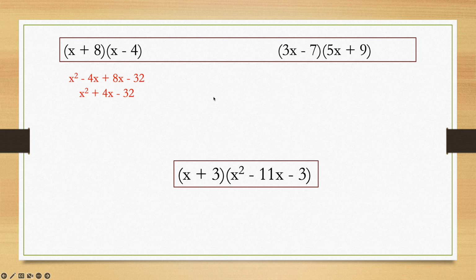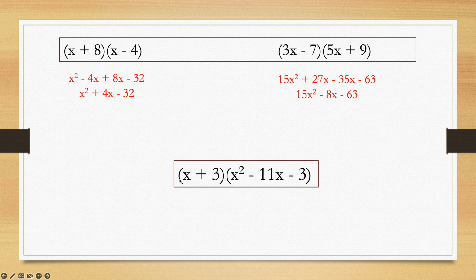On the right side, 3x times 5x is 15x squared, 3x times 9 is 27x positive. Negative 7 times 5x is negative 35x, and negative 7 times 9 is negative 63. Remember, you're always peeking in front to see what you could come up with here. Don't forget that 7 is negative. Combining the like terms in the middle gives me a negative 8x.